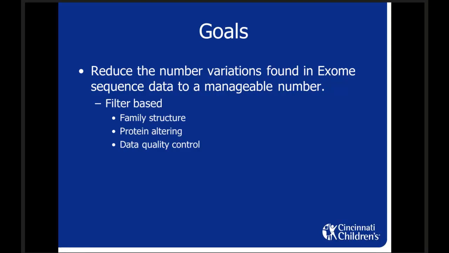And so the way we're going to try to reduce the number of variants is using a filter-based approach. We're going to filter the variants based on the family structure. We're going to filter the SNPs based on the functional potential of those SNPs, in that they have the ability to somehow alter the protein sequence. And then, as Dan mentioned, we're also going to use the data quality to filter out the results so that we can get rid of sequencing artifacts and bad reads and are left with the highest quality data that is most likely real results.